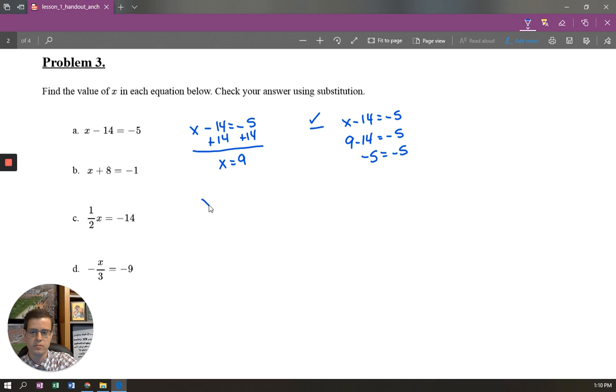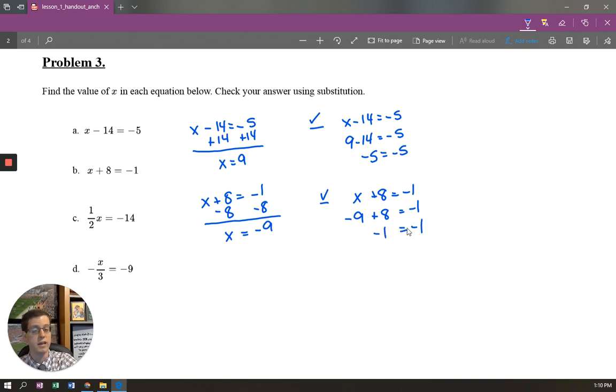What about b? X plus 8 equals negative 1. What's the opposite of addition? Subtraction. Subtract the 8 from both sides now, and we get x equals negative 9. And when we check that, x plus 8 equals negative 1, substitute in the negative 9 for the x. Negative 9 plus 8 is negative 1. Negative 1 equals negative 1, so that is correct.